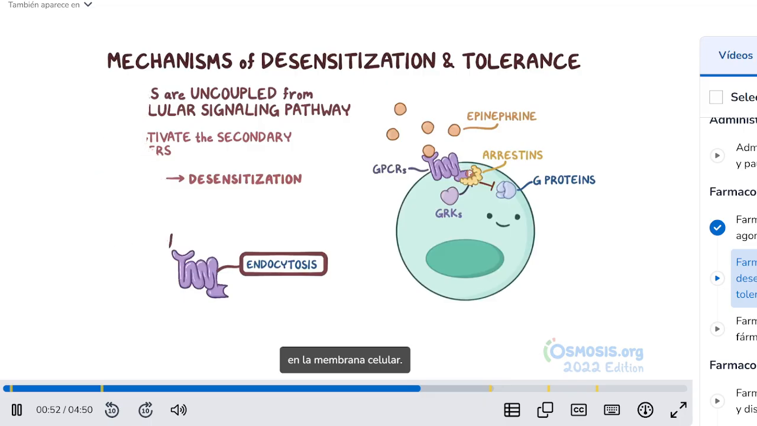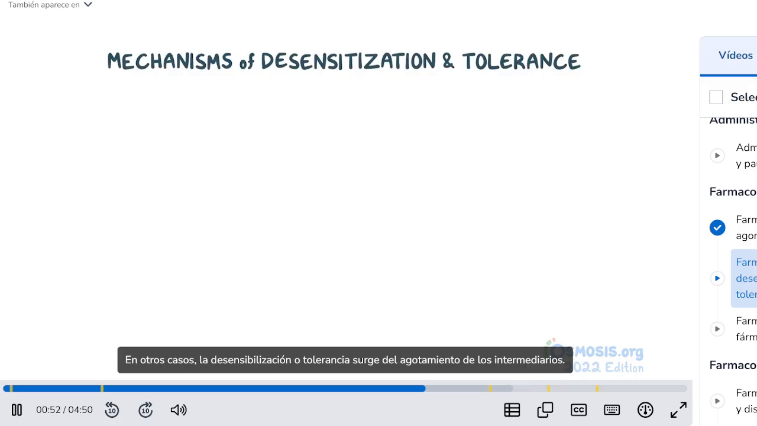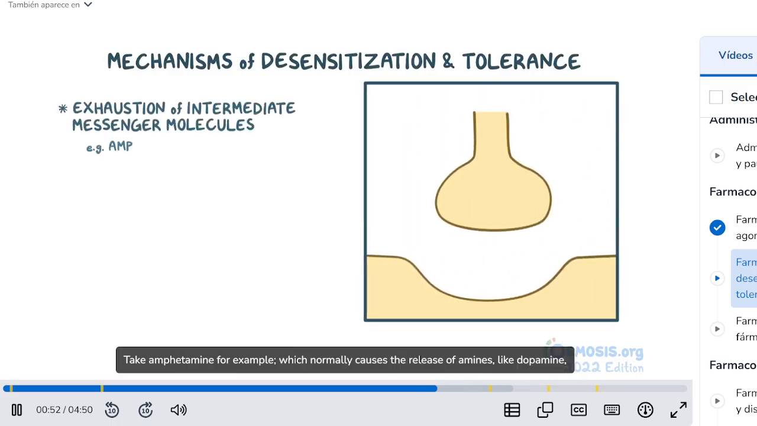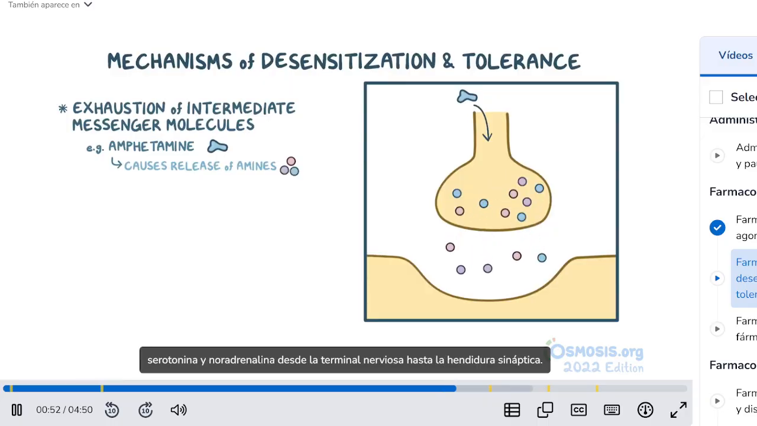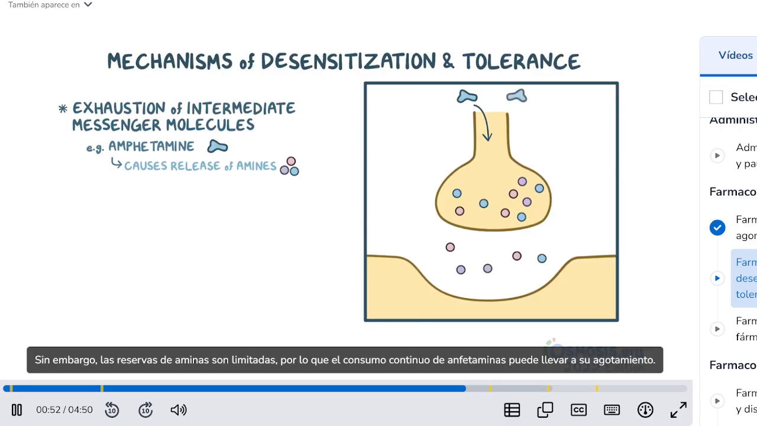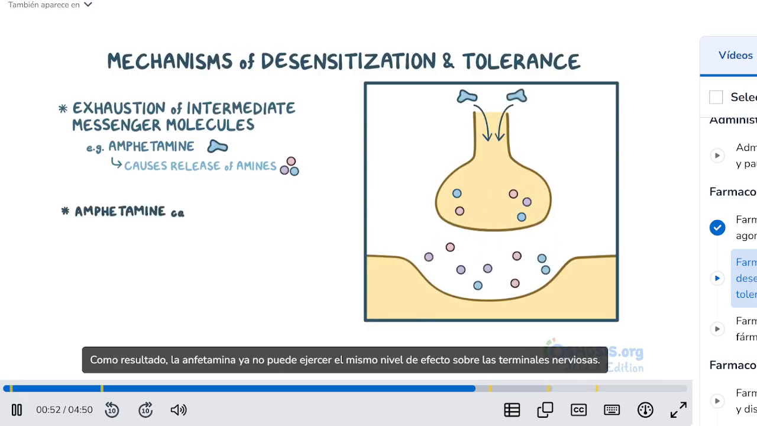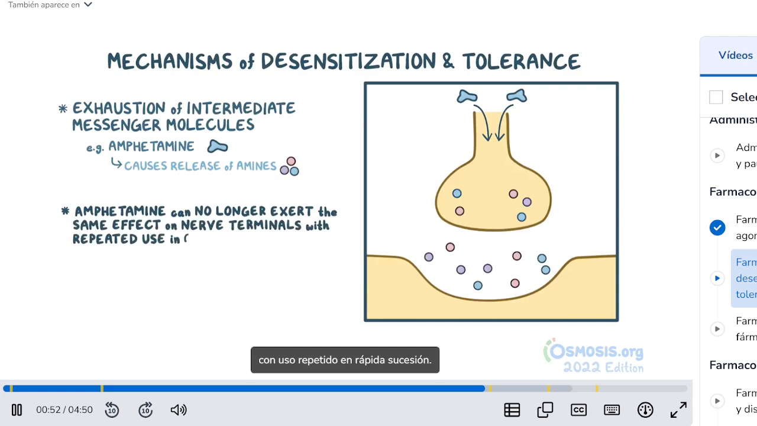In other cases, desensitization, or tolerance, arises from the exhaustion of intermediate messenger molecules. Take amphetamine, for example, which normally causes the release of amines like dopamine, serotonin, and noradrenaline from the nerve terminal into the synaptic cleft. Amine stores are limited, though, so continuous amphetamine use can lead to their depletion. As a result, amphetamine can no longer exert the same level of effect on nerve terminals with repeated use in quick succession.